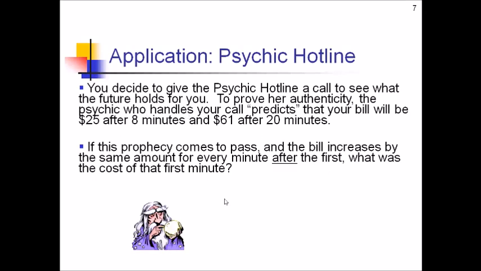So basically, we're being given two terms here. 8 minutes, the cost was $25. So we could say that T8, the 8th term, is 25. And we could also say the 20th term, T20, is 61. Now, they wanted the first minute, so that means we're asking for the value of T1, the very first term.